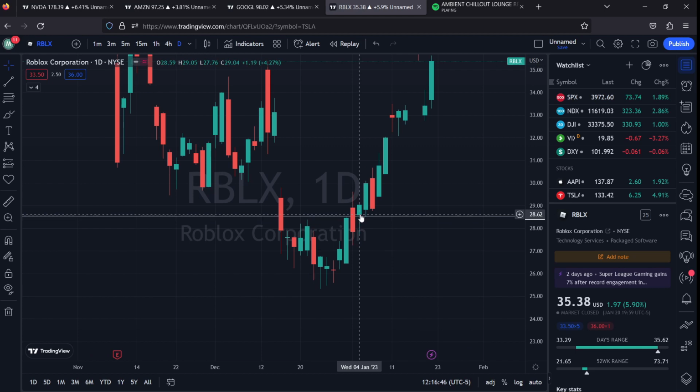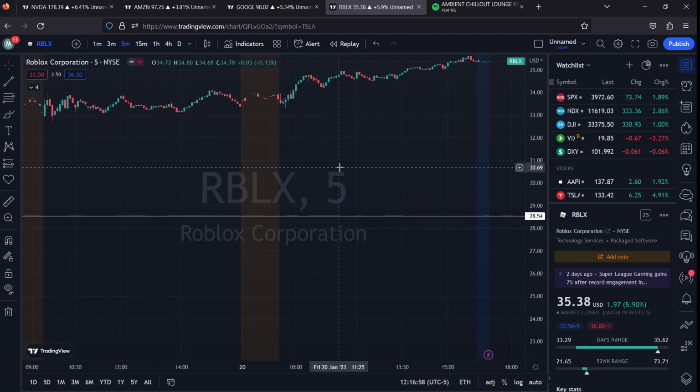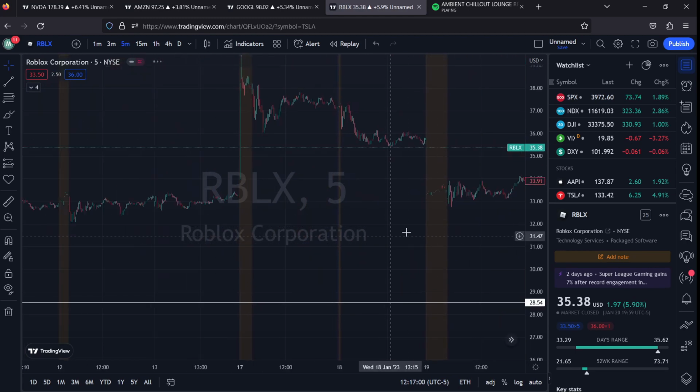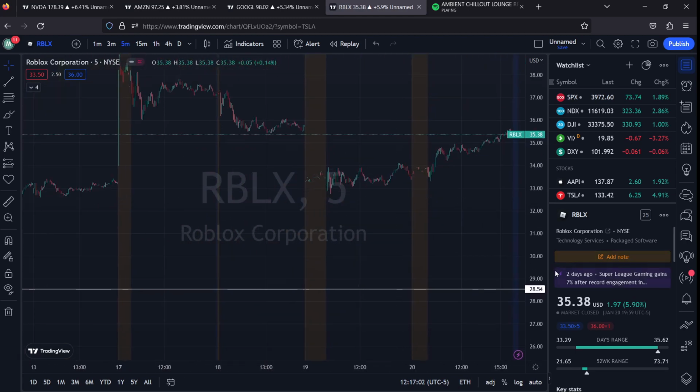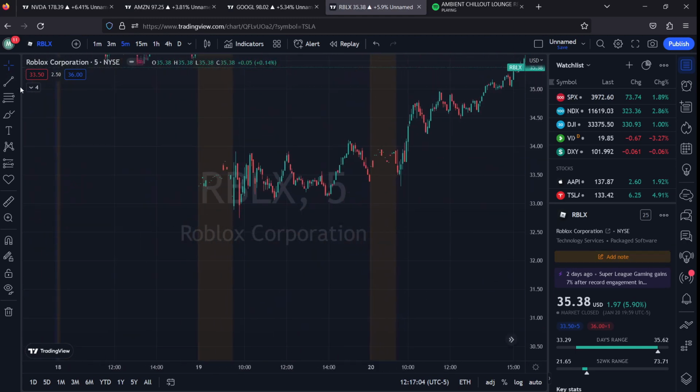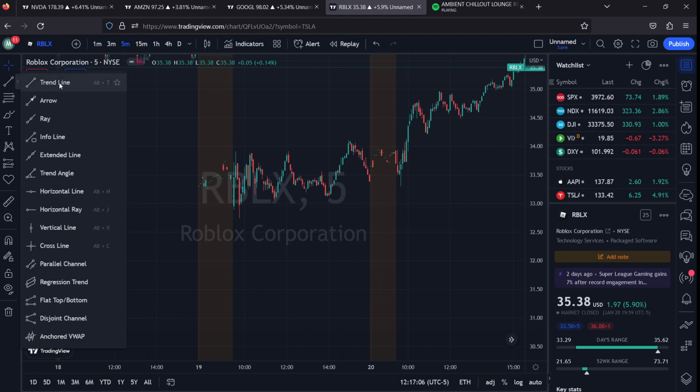Two questions really quick. When drawing lines for intraday, what time frame do you use? Same with intra-week. For intraday and intra-week, I use the 5 minute. For longer term, I use the daily, or you look for multiple bounces on the 5 minute chart. To draw these lines, for intraday, I use the trend line here. For longer term, I use the horizontal ray.